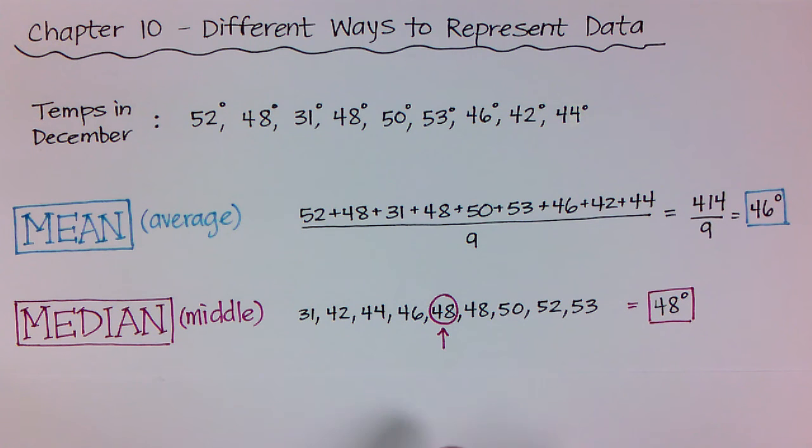Now, if there were 2 numbers that are in the middle, you simply add them together and divide by 2, just like the average or the mean that we did up above.